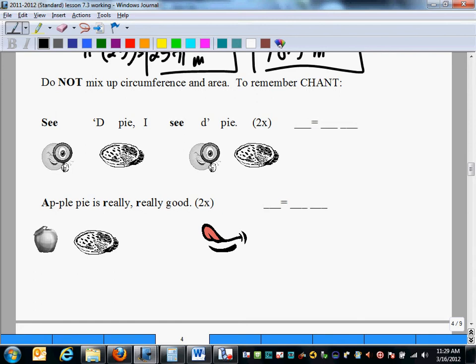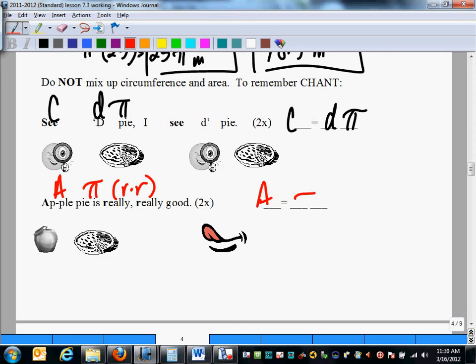Okay, let me show you what this means. C, D pi. I see D pi. Apple pie is really, really good. I get it.